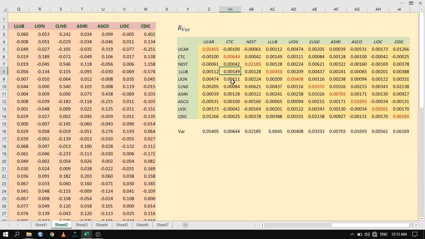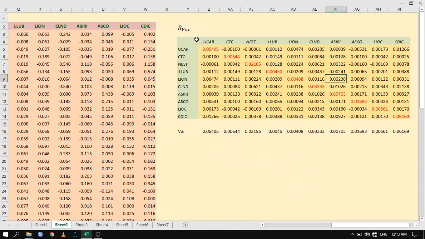Now this value 0.00149, that is the covariance between the returns of CTC and LLUB. Or let me take another one. This one here, 0.00238, that is the covariance between the returns of Asiri and Lion. So likewise, these diagonal values are representing the variances, and off diagonal values are representing the covariances.